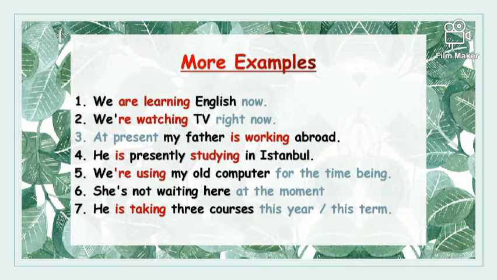More examples. In these examples, you will be able to know some expressions used in present continuous, which are colored by green in the examples below. We are learning English now. We are watching TV right now. At present, my father is working abroad. He is presently studying in Istanbul.